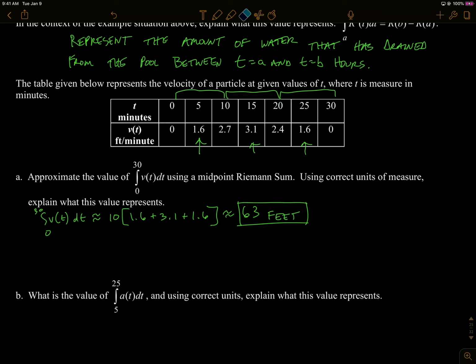Okay, so we use the correct units of measure. Explain what this value represents. So the integral represents the total change in distance. That's the key there. It's not what the distance is. From time 0 to time 30 minutes.